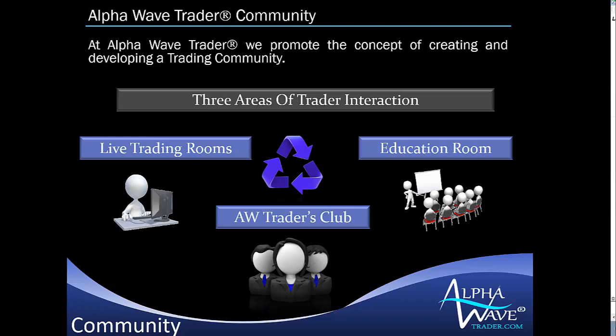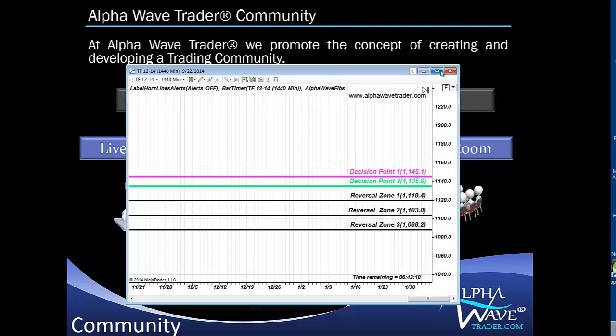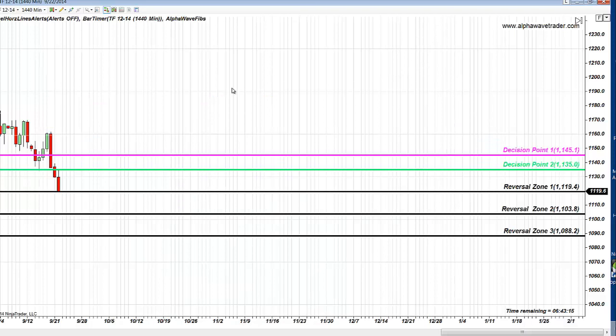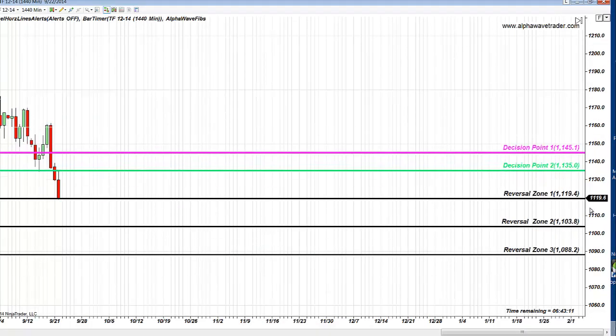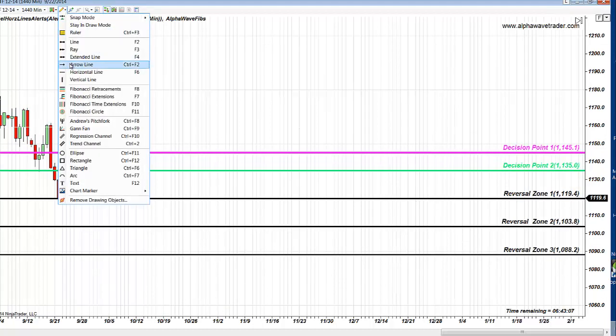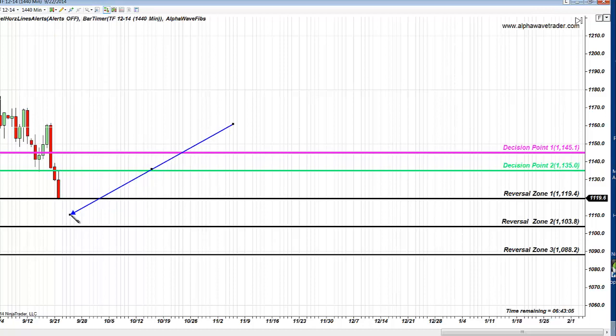Okay, it doesn't matter what time frame. Okie dokie, so what do I expect on Russell? I expect a huge bounce on Russell, an incredible buying opportunity at 1100 on Russell daily. This is Russell daily. $1100, reversal zone 2, showing a very powerful buying opportunity.